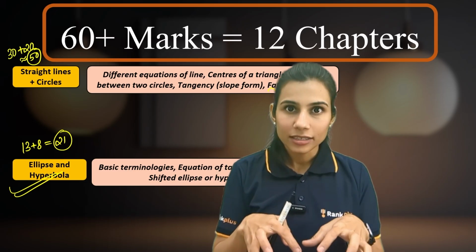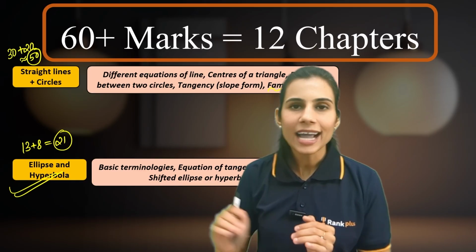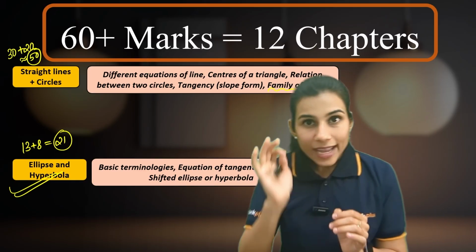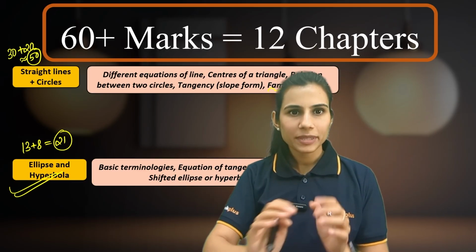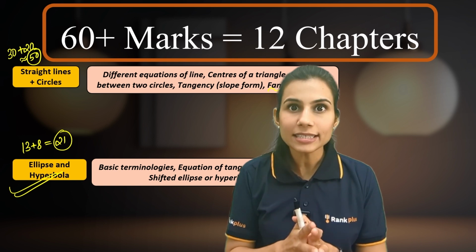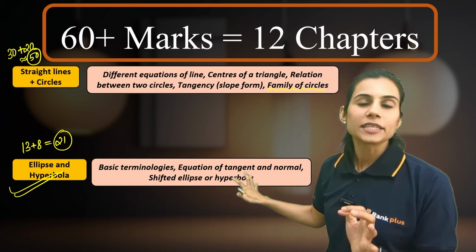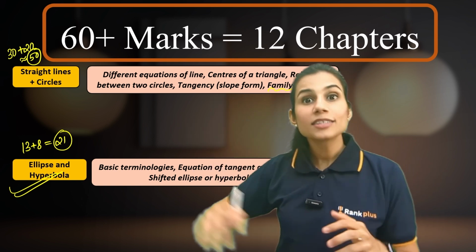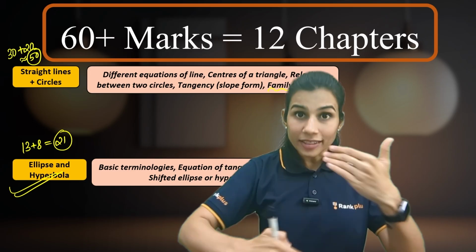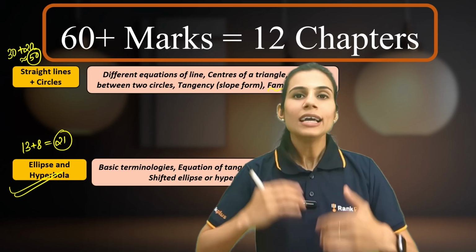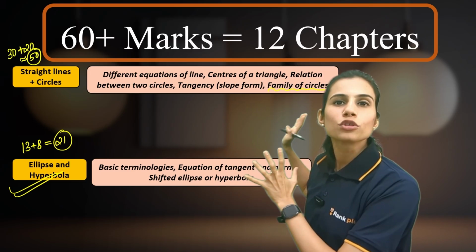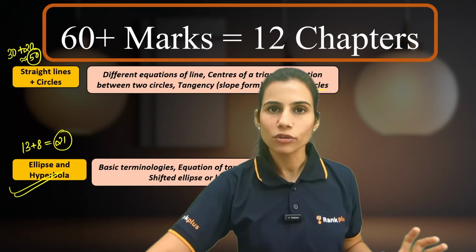The time consumption in these questions is pretty less as compared to straight lines and circles. So any day, if right now you ask me in coordinate geometry what we should prioritize, it will be ellipse and hyperbola. If straight line and circle is already your strength, very good, strengthen it even more, revise it even more, and master both of them, straight line and circles also, ellipse and hyperbola also.